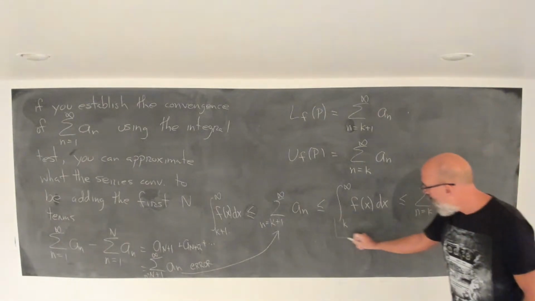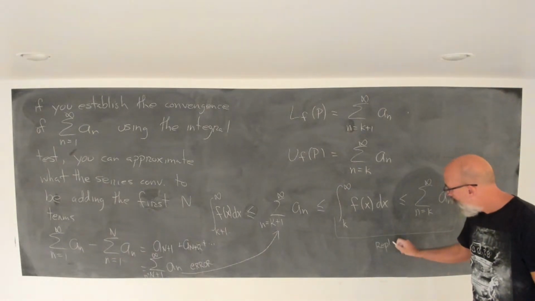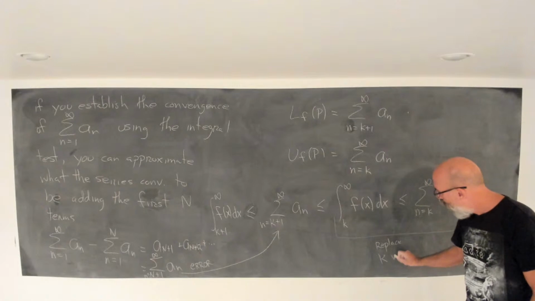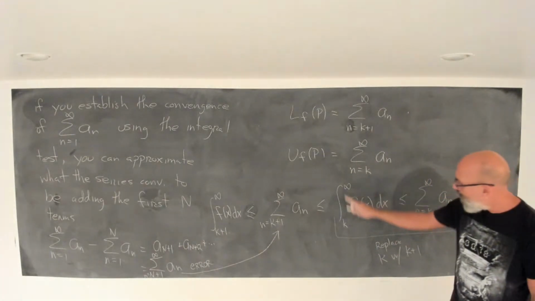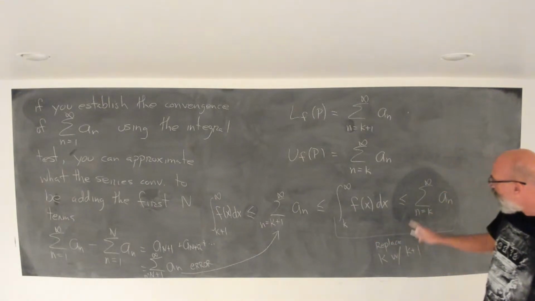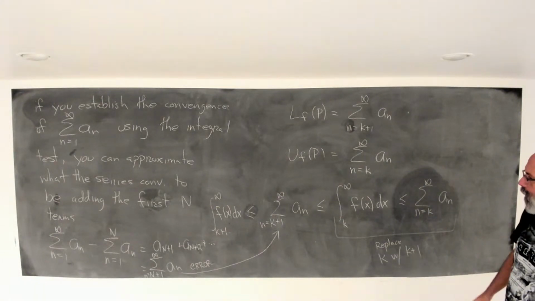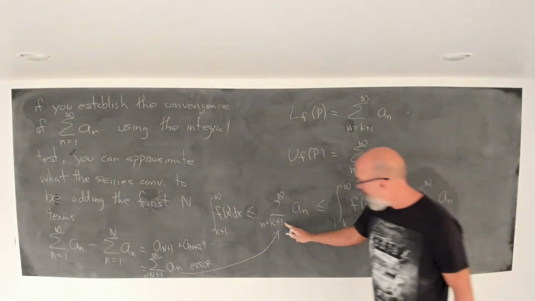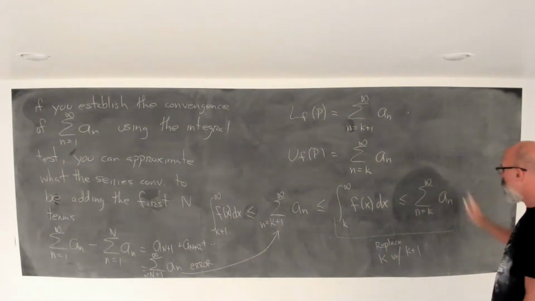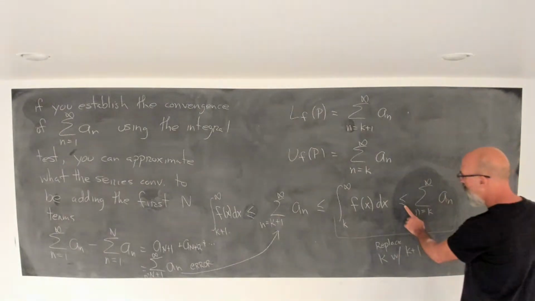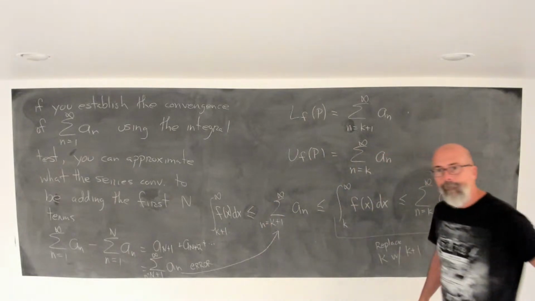So now if you just look at this and you replace k with k plus 1, you get the integral from k plus 1 to infinity is less than or equal to the sum from k plus 1 to infinity. But the sum from k plus 1 to infinity is what you have here. So the sum from k plus 1 to infinity is bigger than or equal to the integral from k plus 1 to infinity.